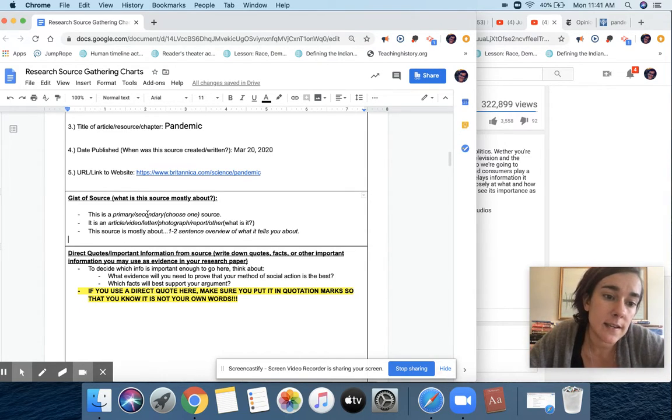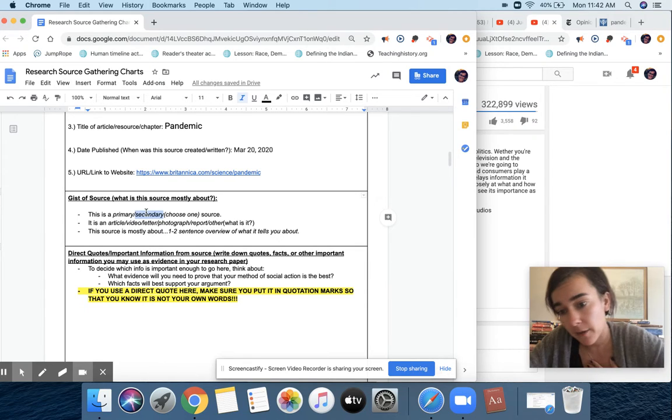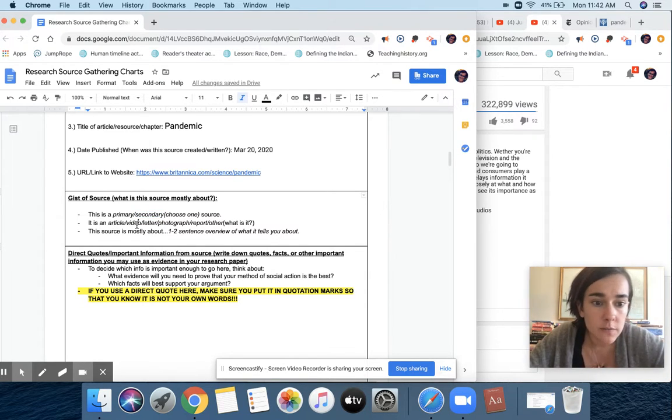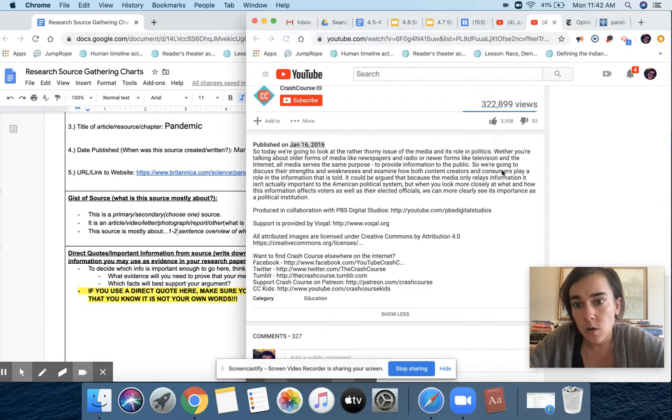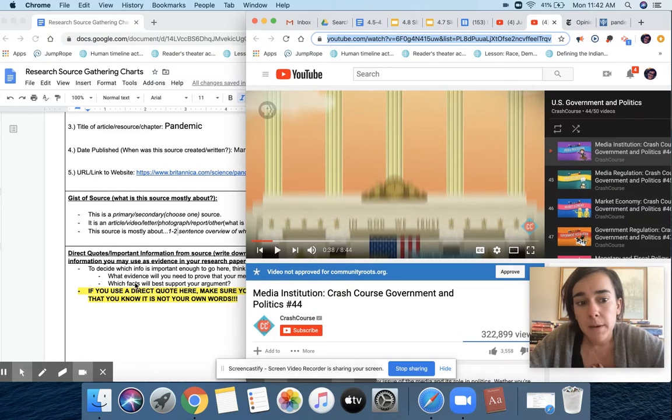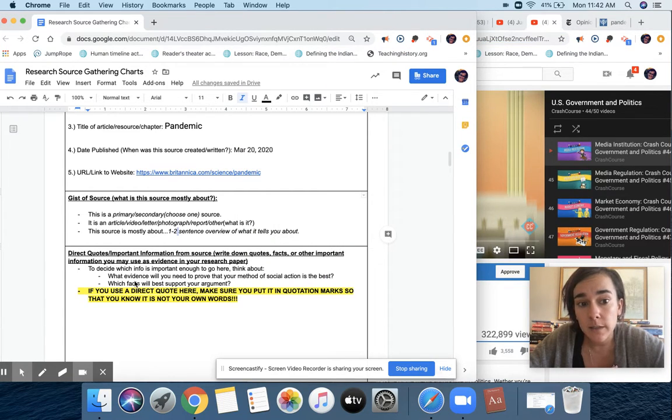What is it? Both of these are secondary sources. Remember, primary sources are written by someone who was there at the time of an event, and secondary is about the event after the fact. Article, video, and so on. I'd say, okay, it's a video. And what is it mostly about? Both of these are overview things, but as you go, you're going to have sources that are about, if you did labor unions, labor unions generally, and then some of your sources will be about the Haymarket strike, or someone's perspective on that. That's what you're writing in this gist section. So you know what the source is mostly about, okay?